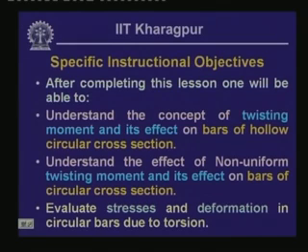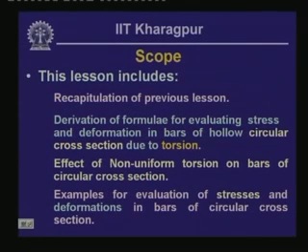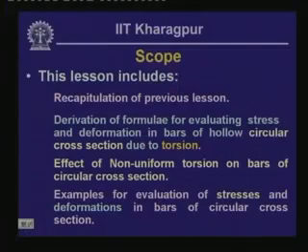Hence, the scope of this lesson includes looking into the aspects of the previous lesson by answering the questions I have posed, and deriving the formulae for evaluating stress and deformation in bars of hollow circular cross section. Then we will look into the effect of non-uniform torsion on bars of circular cross section, and examples for evaluation of stresses and deformation in bars of circular cross sections of varying type. These include bars with solid circular cross section, or a hollow one like a tubular member.